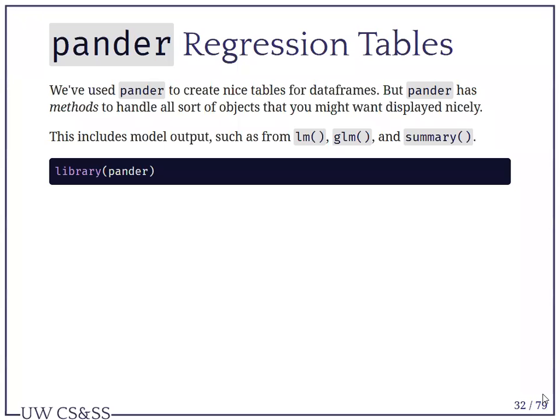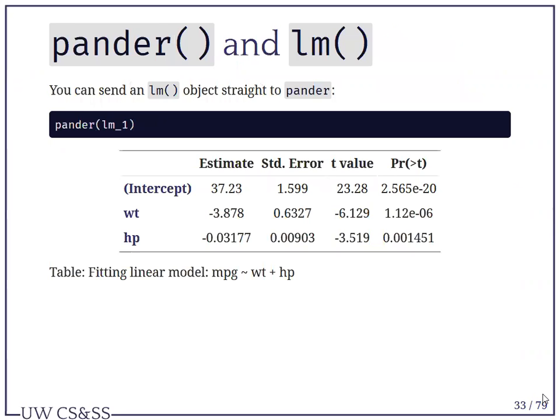We've used Pander to create nice tables for data frames thus far, but Pander has methods to handle all sorts of objects that you might want to display nicely. This includes model output, such as linear regression models, GLMs, and summary. For instance, you can send an LM object straight to Pander, and it knows what to do with it. So we have just our regular table here with our intercept, weight, and HP. Sorry, I'm forgetting what data set this was.